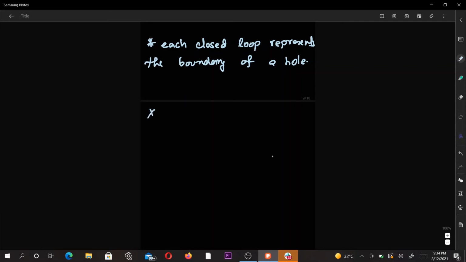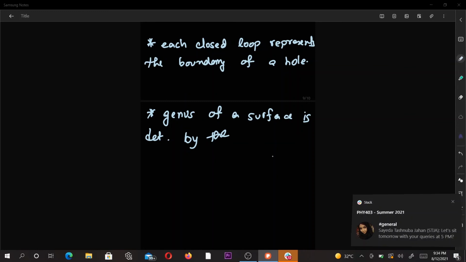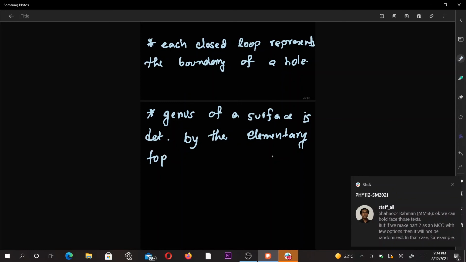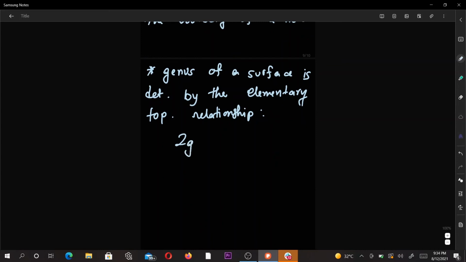Okay, so now the genus of a surface is determined by the elementary topological relation, E minus V plus H equals 2G minus 2. It's for orientable Riemann surfaces, of course.